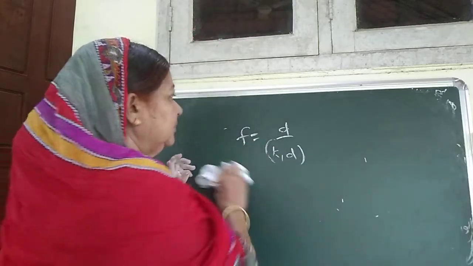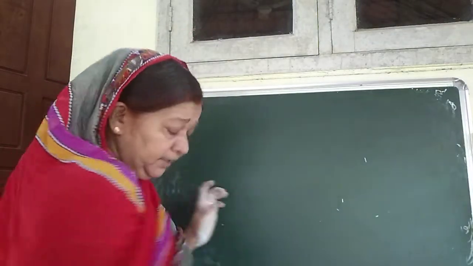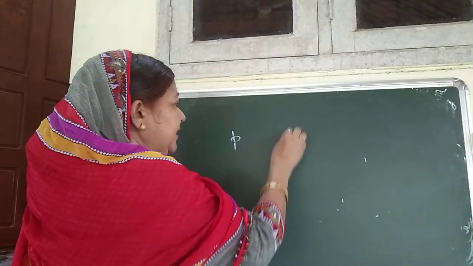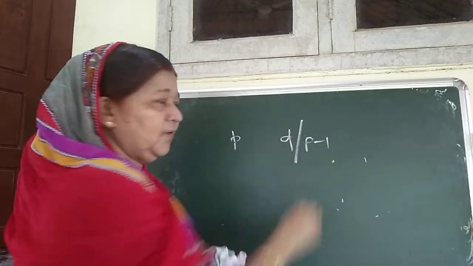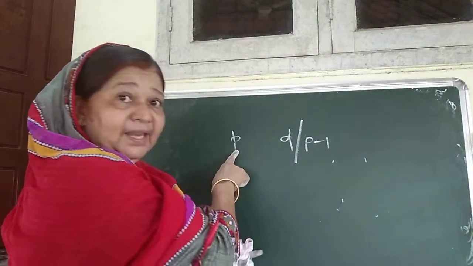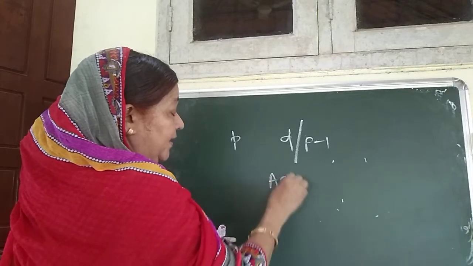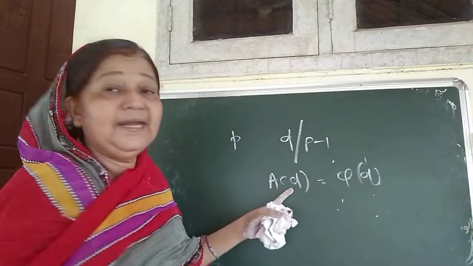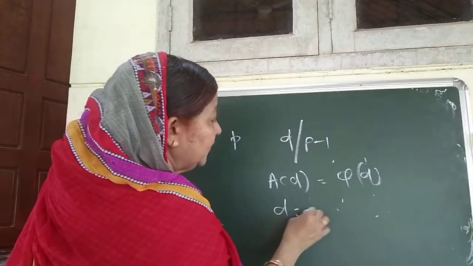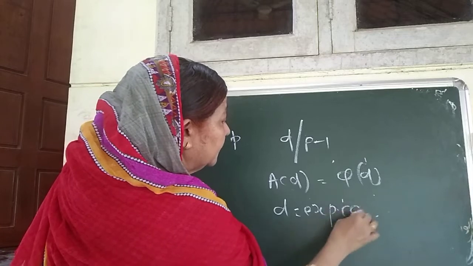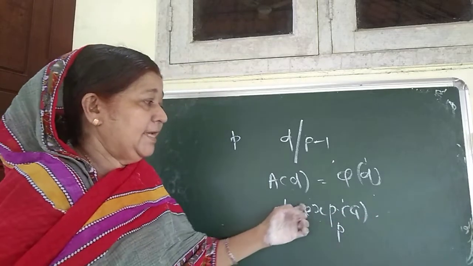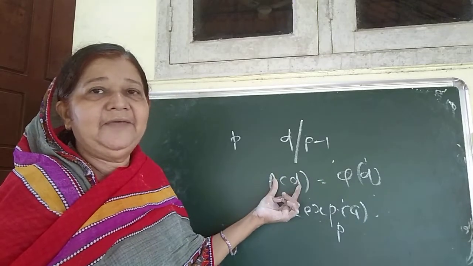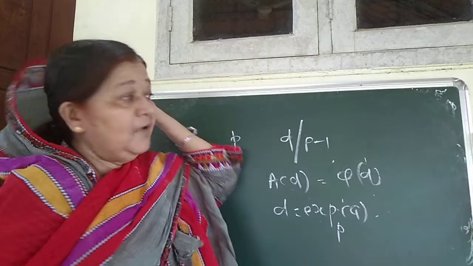Then we have a theorem, that is: if p is an odd prime, as we have seen, and d is any divisor of p minus 1, then every A_d contains phi(d) elements, where d is the exponent of a. If d is the exponent modulo p of a, then every A_d with the exponent d contains phi(d) elements.